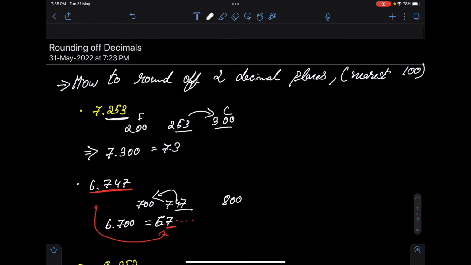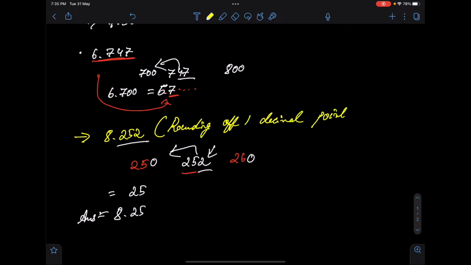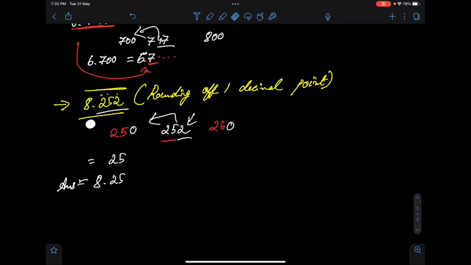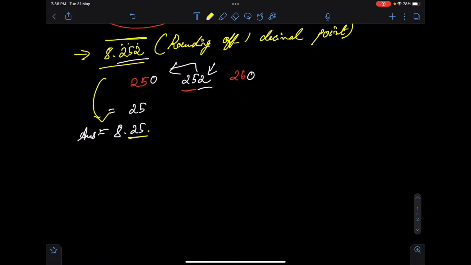This is what we know as rounding off one decimal point. How so? We have 8.252. There's 3 decimal places here, as you can see. And see the answer, we have 8.25. So we managed to remove one decimal place and convert 8.252 to 8.25. This is called rounding off one decimal point.